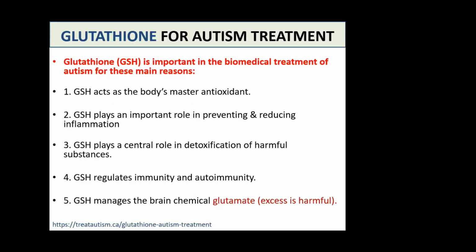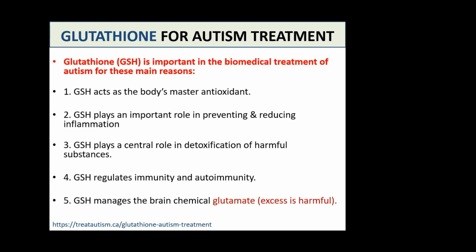So glutathione is important in the biomedical treatment of autism for these main reasons. First, it acts as the body's master antioxidant. It plays an important role in preventing and reducing inflammation. It plays a central role in detoxification of harmful substances, regulates immunity and autoimmunity, and glutathione manages the brain chemical glutamate, right? Excess is harmful. So, glutamic acid, glutamate, is a component of glutathione.